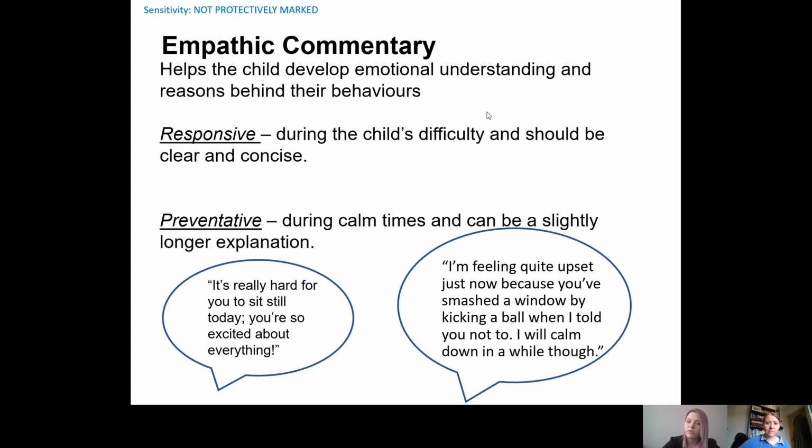The first one is responsive, which is what you would be doing at the time that they're displaying the emotion or the behaviour, and it should be a very short sentence, as in the smaller bubble on the slide, very clear and concise. We really want to stress that it's not just about when there's a negative behaviour and trying to change that. It can be addressing how you develop that emotional literacy of positive emotions. So for example, this one is, it's really hard for you to sit still today, you're so excited about everything, and helping the child to have those labels and that understanding to be able to talk about the positive experiences as well.